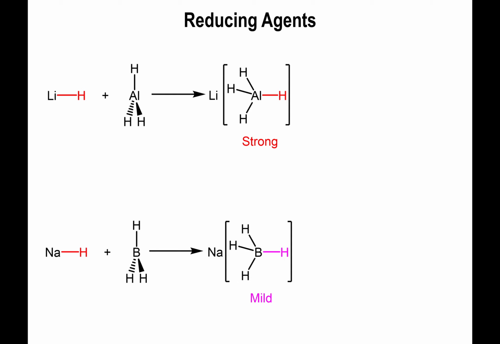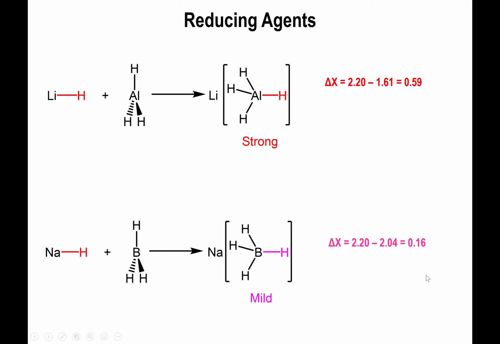Now, another useful reagent is sodium borohydride, which can be made exactly in the same fashion. Treat sodium hydride with borane, and this yields sodium borohydride. Now, this is a mild reducing agent, and the reason why is because if you look at the electronegativity differences of hydrogen and the central element, for lithium aluminum hydride we're looking at an electronegativity difference of 0.59, whereas for borohydride we're looking at an electronegativity difference of 0.16.